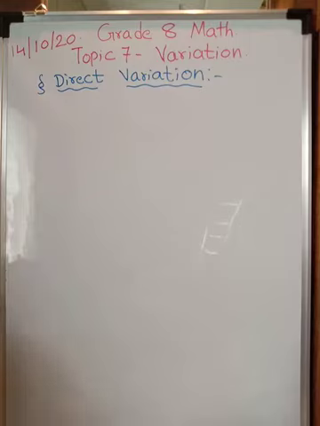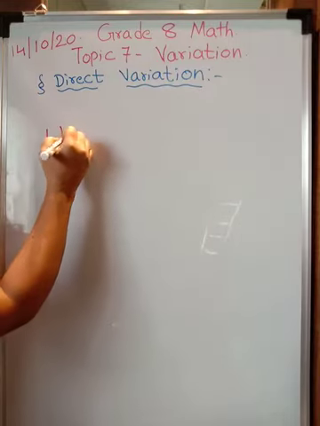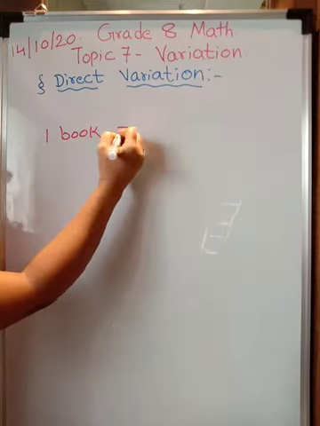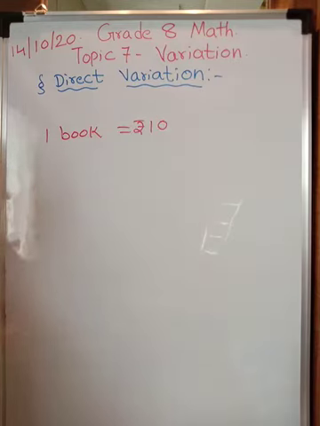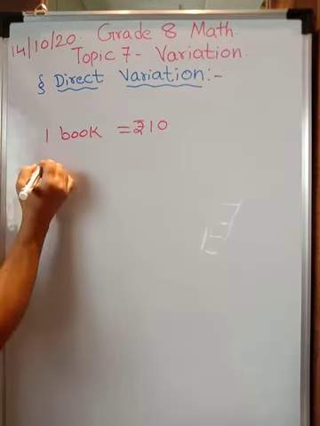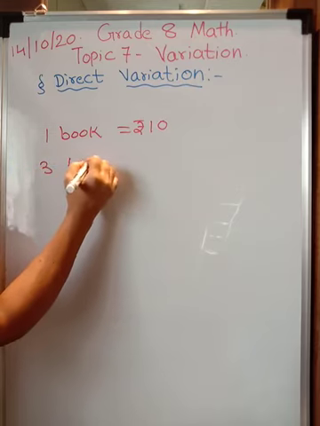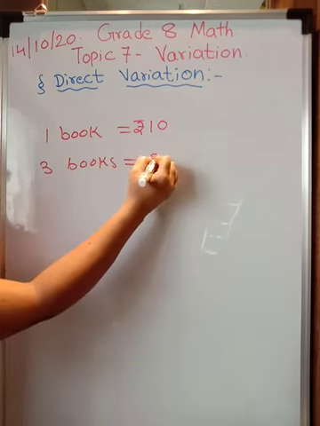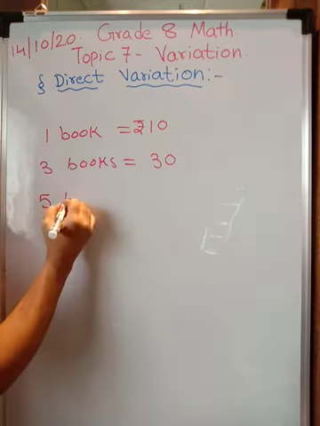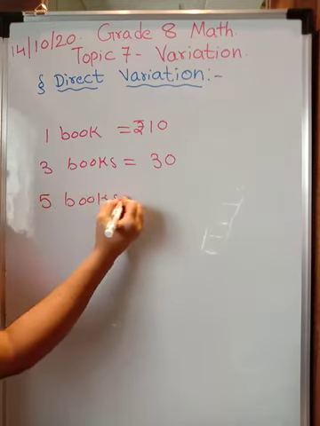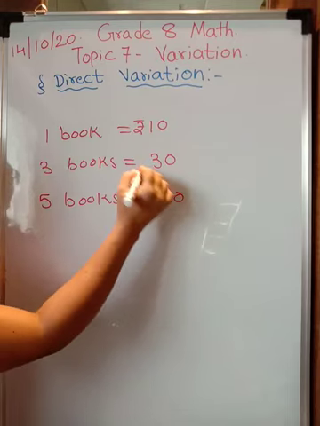Say for example, the cost of one book is 10 rupees. This is the cost of one book. What will be the cost of 3 books, students? The cost of 3 books will be 30 rupees. Alright. What will be the cost of 5 books? The cost of 5 books will be 50 rupees. Yes or no?